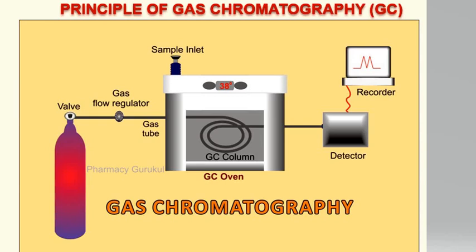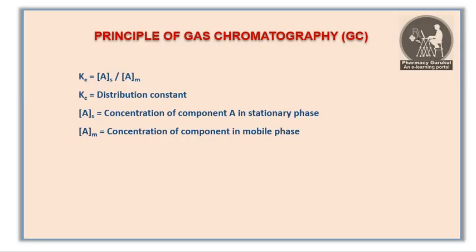The affinity of a component toward the stationary phase is termed as distribution constant, which is also known as partition coefficient. The distribution constant or partition coefficient is nothing but the ratio of the concentration of a component in the stationary phase and the concentration of a component in the mobile phase.